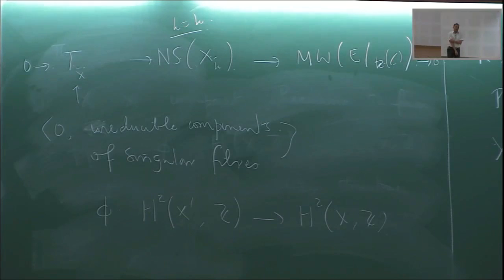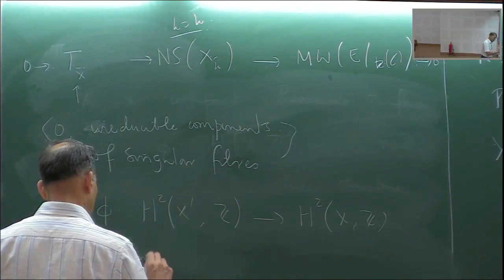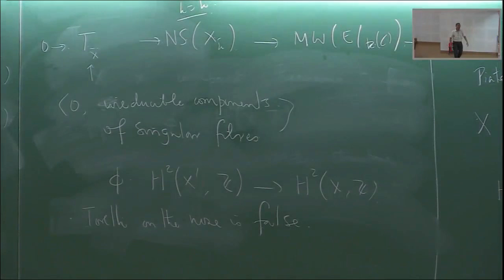Of course the Torelli theorem for elliptic surfaces has been studied quite extensively, so I don't want to recount its history, but one knows it is false. There are examples where it's false. So Torelli on the nose is false. Of course, there's a whole lot of theorems about trying to prove other kinds of Torellis, the infinitesimal Torelli and variational Torelli and such things.